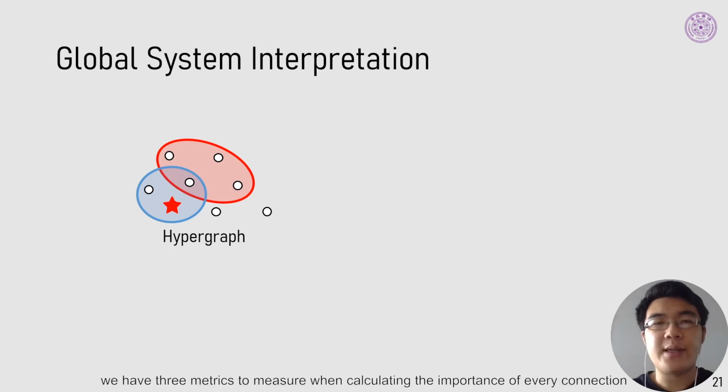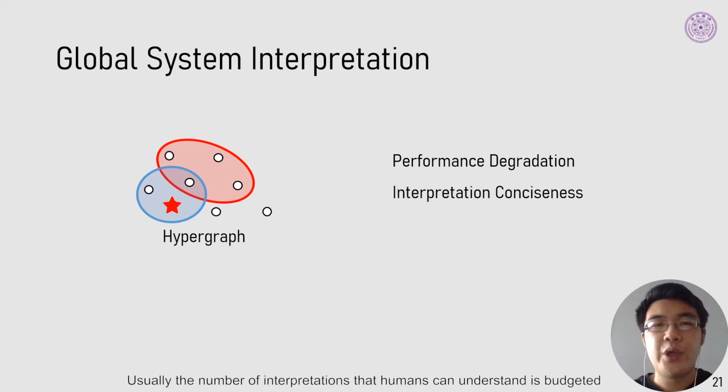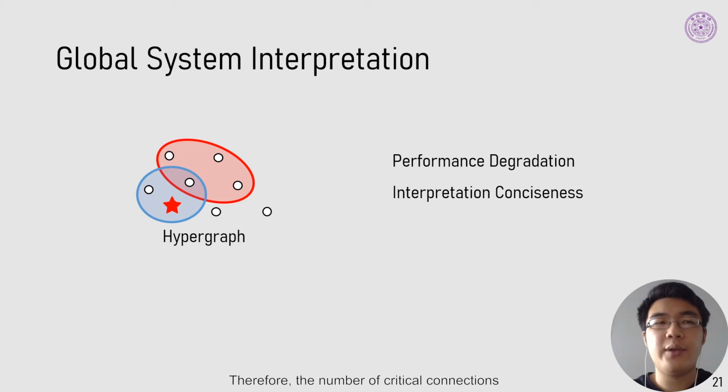We have three metrics to measure when calculating the importance of every connection. The first metric is the performance degradation. The critical connections found by Metis should be those connections that have a great influence on the output of networking systems. The second metric is the interpretation consistency. Usually the number of interpretations that humans can understand is budgeted. Therefore, the number of critical connections should also be concise enough to be understandable for network operators.